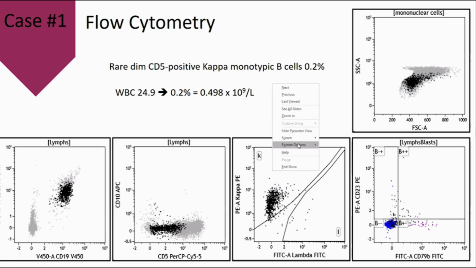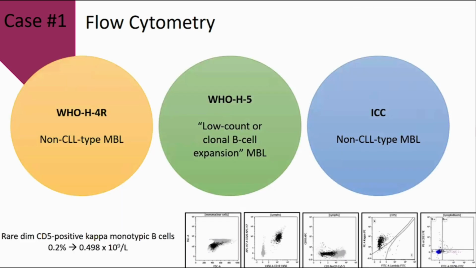So she had a very small B-cell clone here that had dim CD5, expressed CD19 and CD20, had kappa restriction, and was seen to be small by forward scatter. Here it is negative for CD23 and CD79B. Overall, this really just constituted 0.2% of all events. So if you look at the white blood cell count and multiply it by the percent of the events, it's under 0.5, which is a magic number that we'll discuss in a couple seconds here.